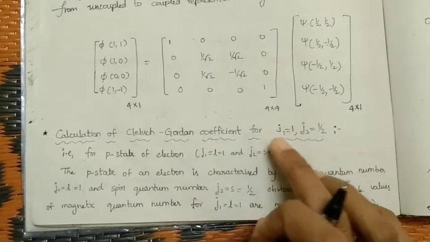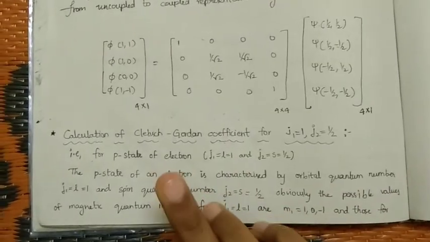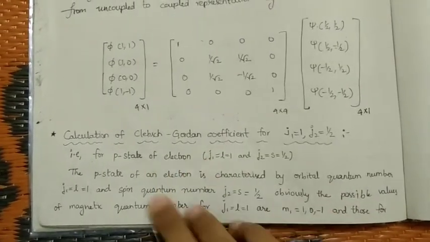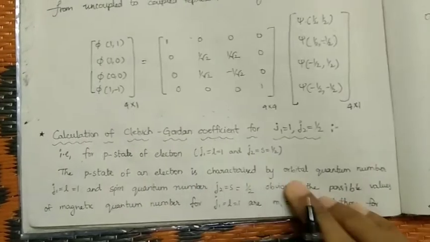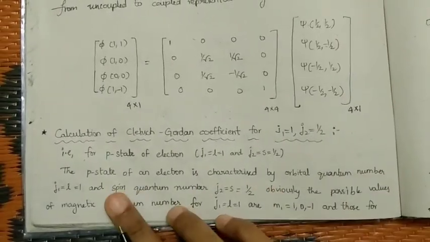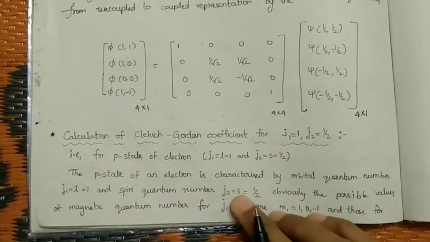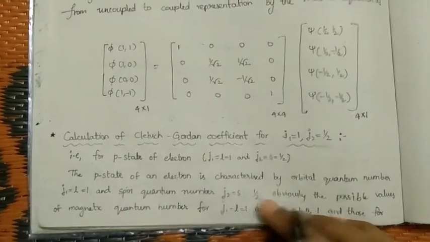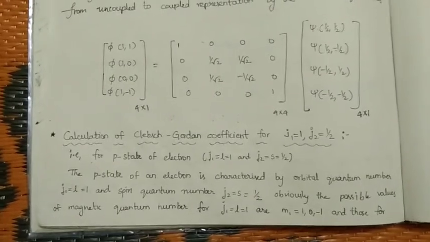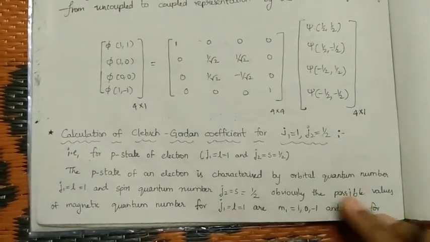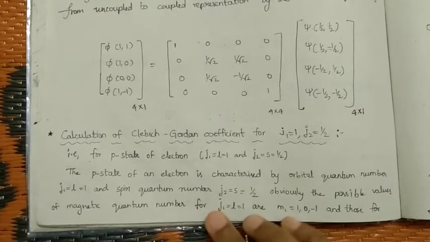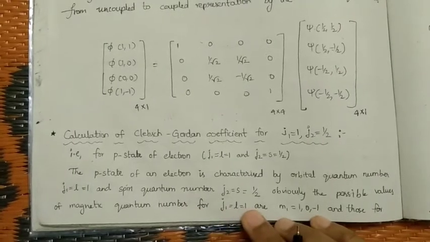So when J1 equals 1 and J2 equals half, it is taken under the p state of an electron. The p state of an electron is characterized by orbital quantum number J1 equals L equals 1 and spin quantum number J2 equals S equals half. So obviously, let us find the possible values of the magnetic quantum number for J1 equals L equals 1.